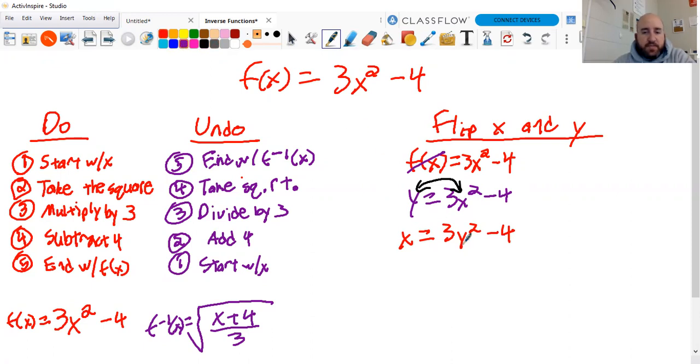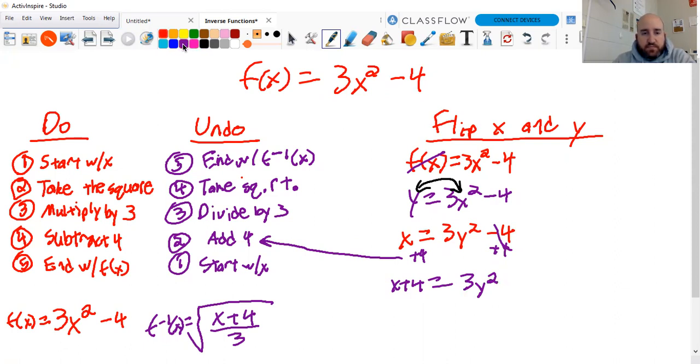Now again, I'm just using algebra to solve for y. I need to get y by itself. So what do I have to get rid of? The 3, the square, and the minus 4. But I want to get the term 3y squared by itself first. Then I can deal with those. So I'm going to add 4 to both sides, which matches up with the first step I did over here. X plus 4 equals 3y squared.